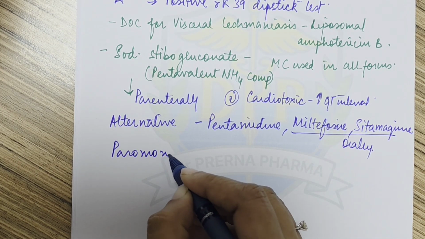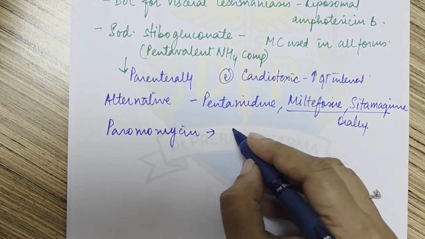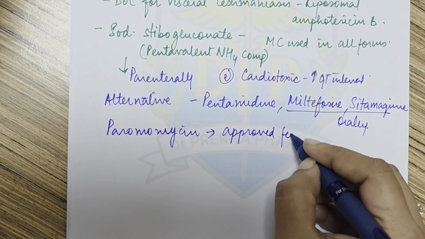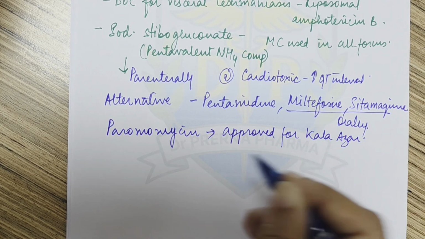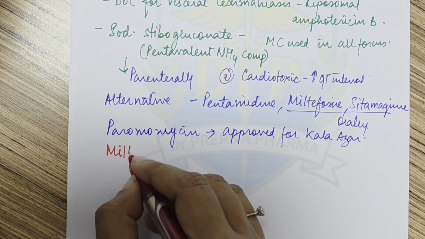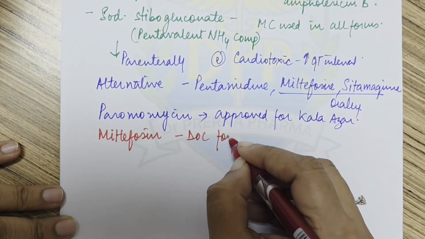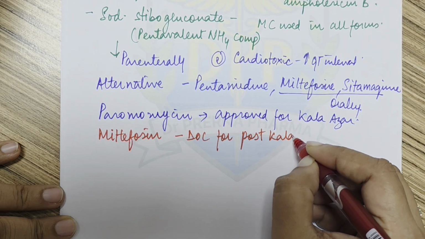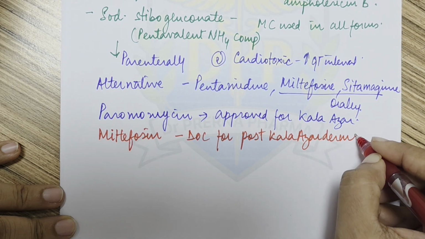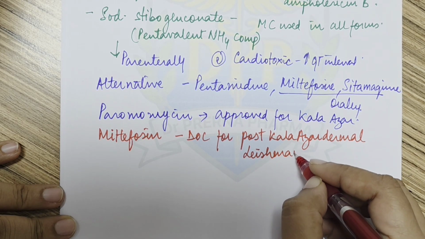Then paromomycin. This drug also is approved for the treatment of Kala Azar. And the drug miltefosine, it is basically the drug of choice for post Kala Azar dermal leishmaniasis. Okay.